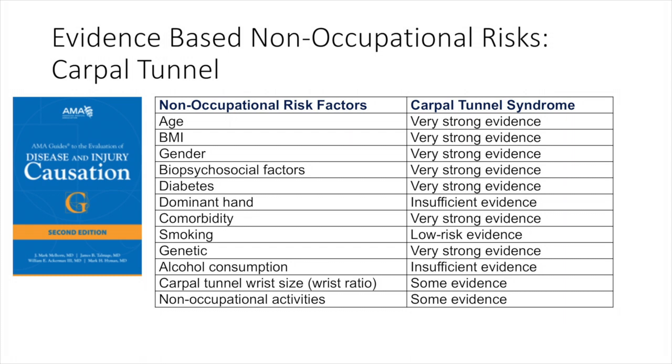Comorbidity, strong evidence. Smoking, there is no evidence that smoking increases risk of carpal tunnel. Insufficient evidence for alcohol. Carpal tunnel wrist size, and this is just some of those personal attributes. There is some evidence for that as well. But this is kind of good stuff to know as far as personal risk factors.